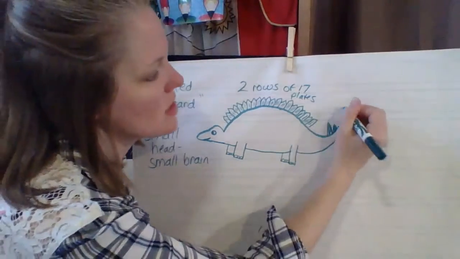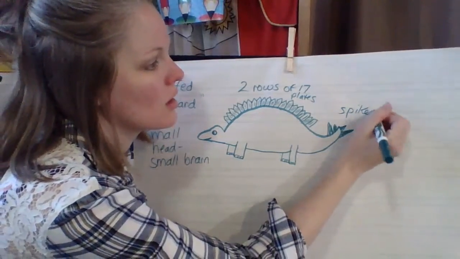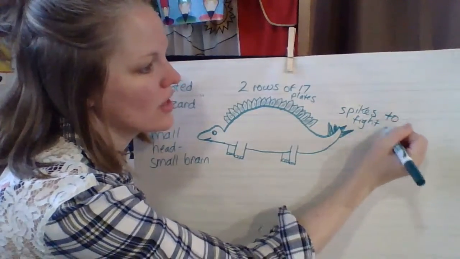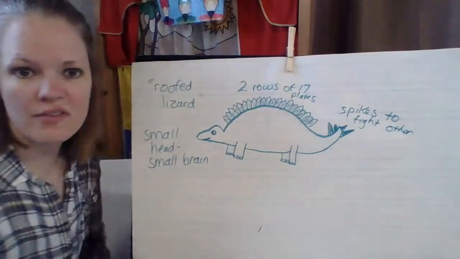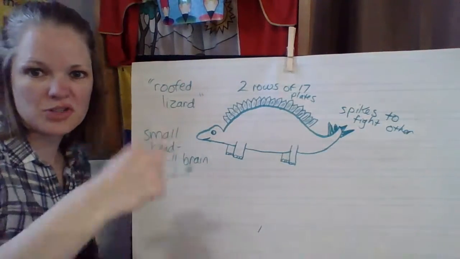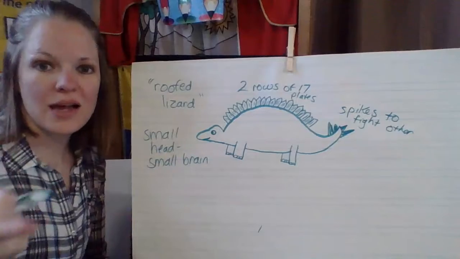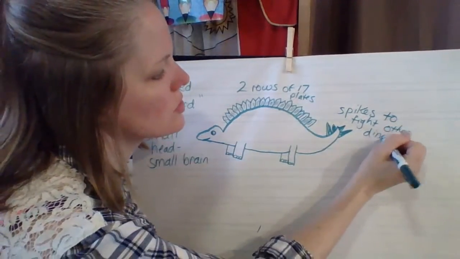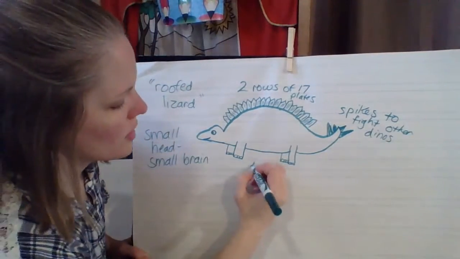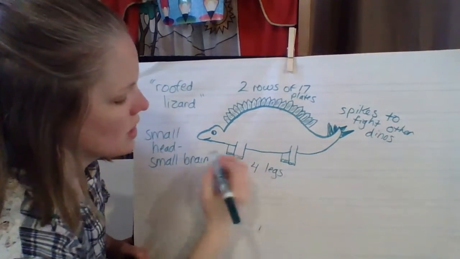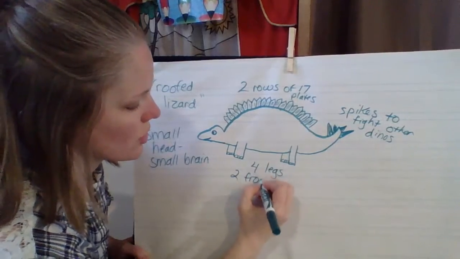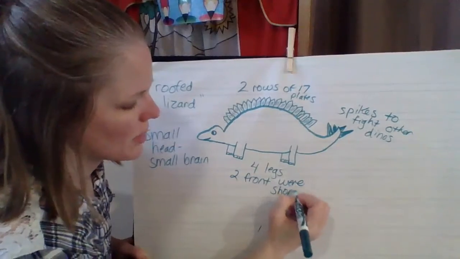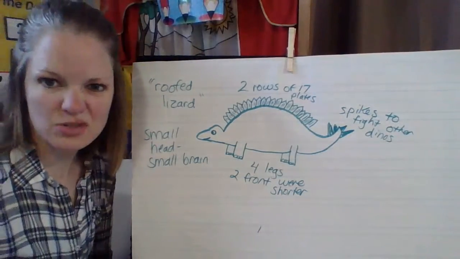It had spikes on its tail. What did it use its spikes for? To fight other dinosaurs. And they know this because the fossils that they found, the spikes were kind of broken or chipped off. They didn't have the whole spike. And that kind of tells them that they used spikes to fight other dinos. 4 legs, so they walked on all 4 legs. The 2 front were shorter, right? I'm kind of writing fast, so I'm not doing my very best writing, but that's okay.